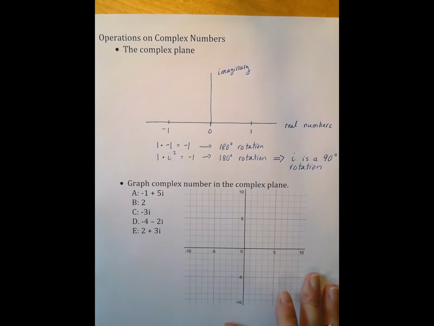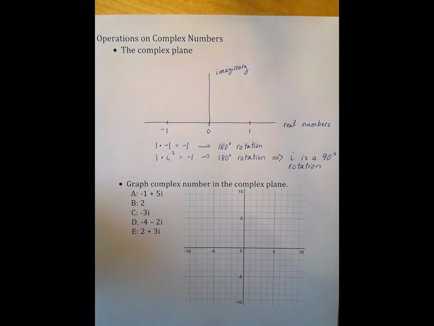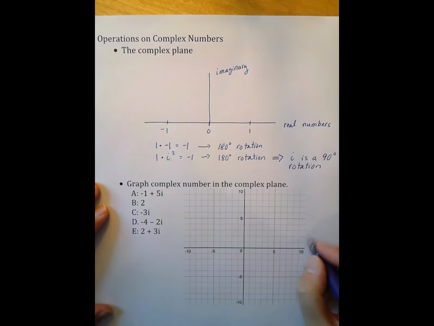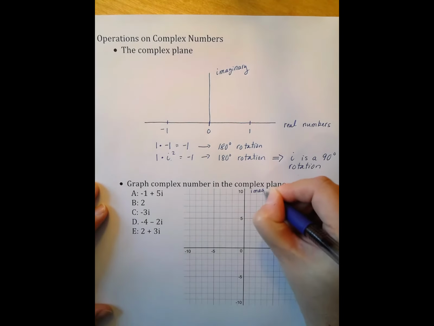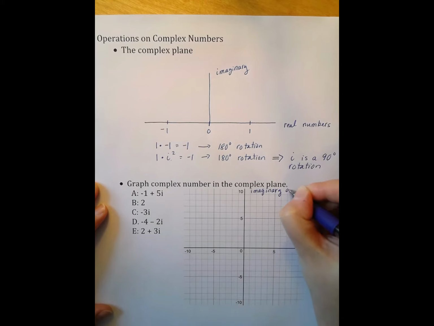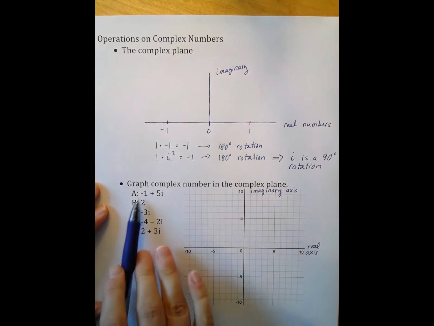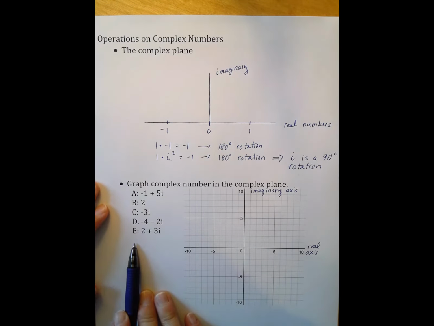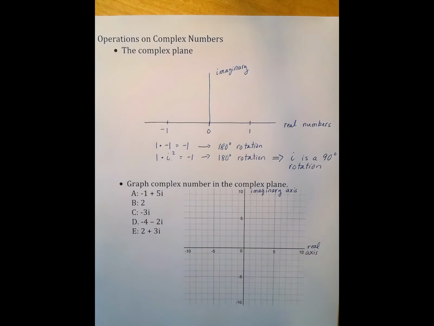So let's look at that in practice. In essence, what ends up happening is our complex plane looks just like our coordinate plane, except that I have a real axis and I have an imaginary axis. And so each of the points that I'm going to plot exist with some real portion and some imaginary portion, and so they end up somewhere graphed on this two-dimensional image.